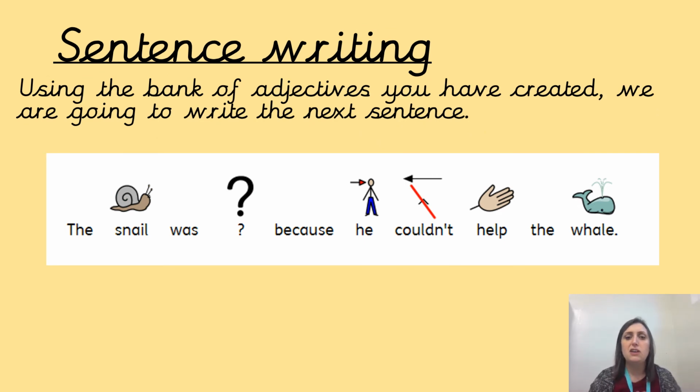Okay, here we go. Here is our communication in print. Using your list of adjectives, you are going to put an adjective where that question mark comes. This says the snail was something because he couldn't help the whale. Our example from before was the snail was frustrated because he couldn't help the whale. But you should have a list of adjectives about how the snail is feeling to be able to put where that question mark is. Sorry, I feel like I've spoken a lot in that one with a lot of information, but you are so good at using communication in print and you know what that question mark means, so I'm sure you will be fine with this.